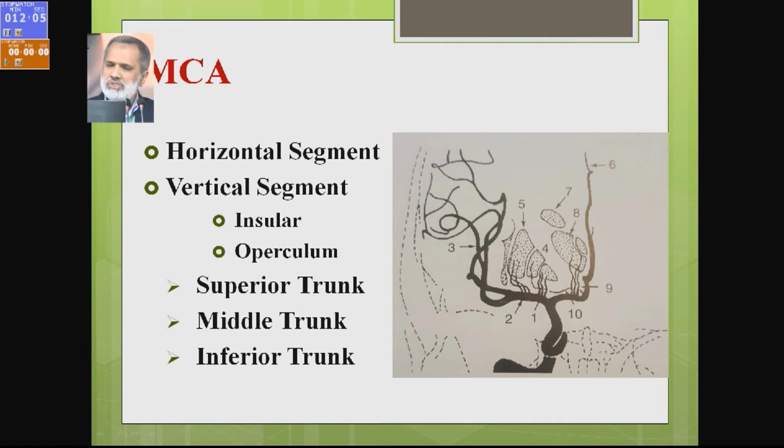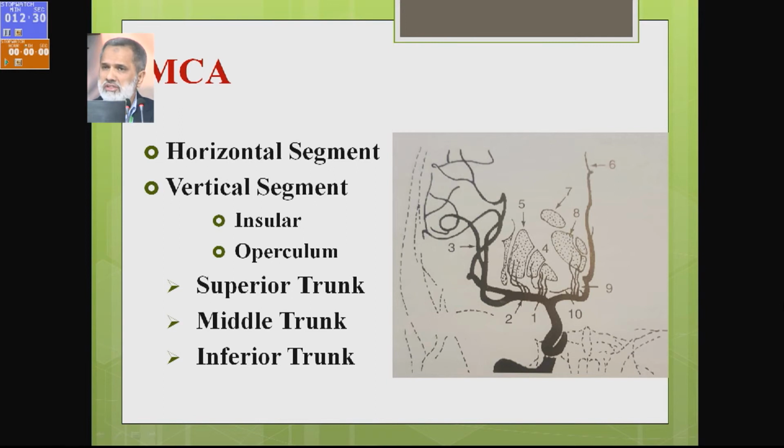MCA, which we deal with most, because these are more frequently involved in stroke patients. It has two segments: the horizontal segment, which we usually work with, and the vertical segment. There is a different classification: insular, opercular, and otherwise superior, middle, inferior. Superior, middle, and inferior trunks should be in your mind.